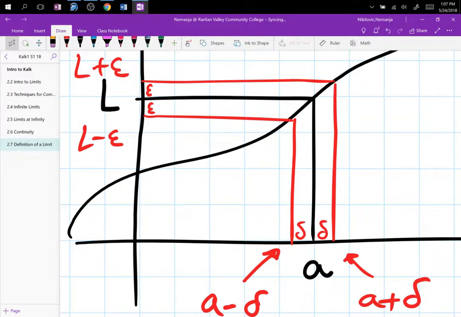Now remember the approach. Approach means that you are going towards a. Try mentally to squeeze these in. Hopefully you see that these would squeeze in onto L. Do we all see that? So as you squeeze on epsilon, the delta will squeeze into a.